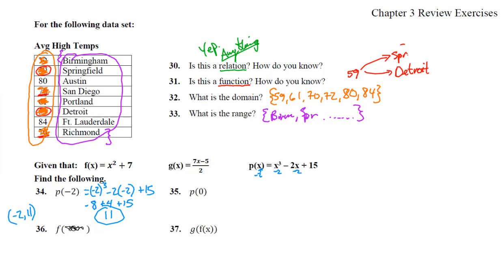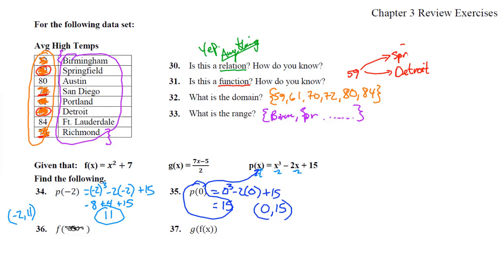Good. Number 35. P of 0. So that means we're going to stick 0 in for x. So this is 0 cubed minus 2 times 0 plus 15. Sticking in 0 for x, hey, we get a y-intercept. That's what that means. 0 minus 0 plus 15 gives you just p of 0 equals 15. Excellent. On a graph, that means 0, 15 would actually be a point. Okay.